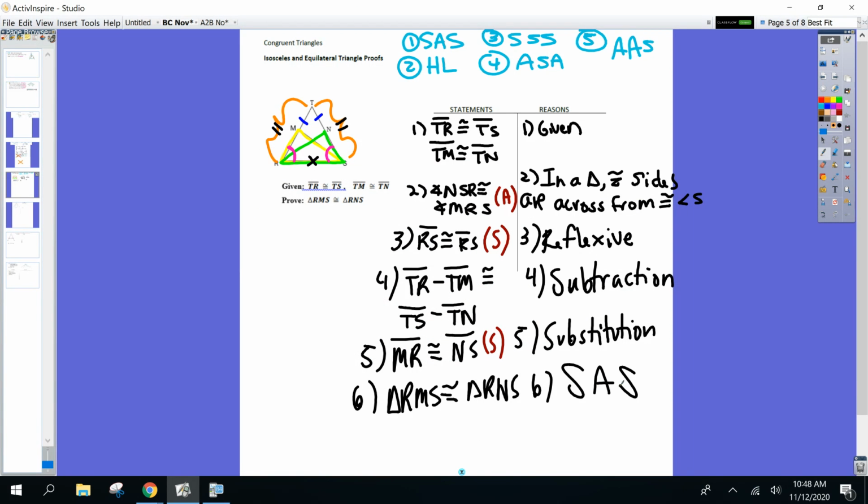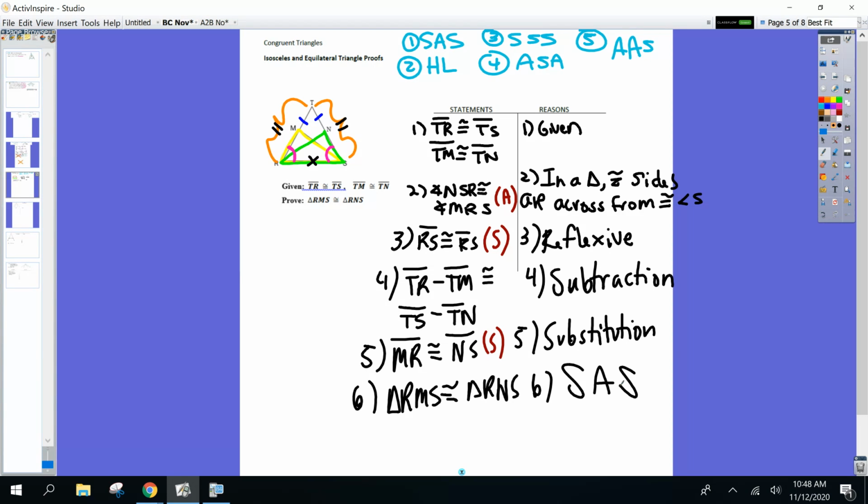How do we feel on that one? What's the new part? We knew the triangle was isosceles, so we knew the angles across had to be equal. That's the new part. Everything else is review, isn't it? Subtraction, substitution, reflexive, all review.